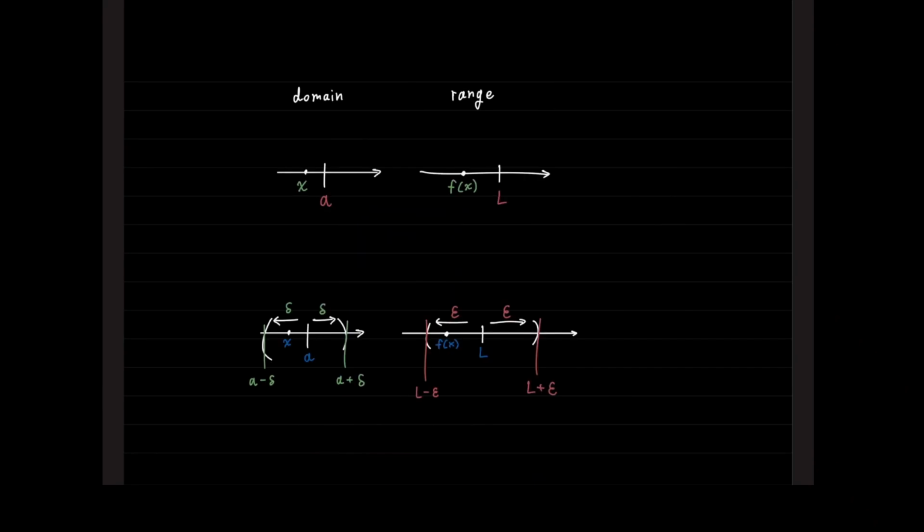Another way to picture this is if we take a look at the domain and range of this function. x relates with f of x, and a relates to L, the limit. We see here that as x approaches a and f of x approaches L, the distance between them can always be confined by the values epsilon and delta.